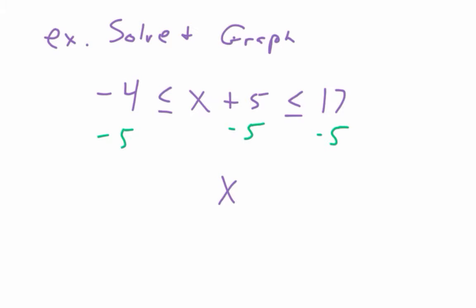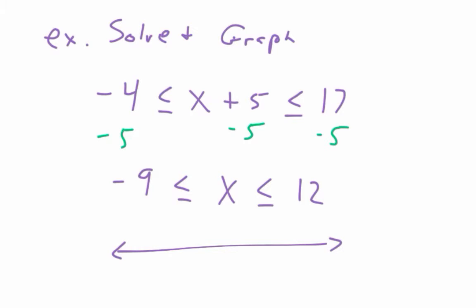So my final answer then is going to be negative 9 is less than or equal to x, which is less than or equal to 12. And if one of those maybe was just a less than instead of a less than or equal to, yep, just copy the sign down like we did there. So now final answer for graphing it. What does the left side of my graph look like?